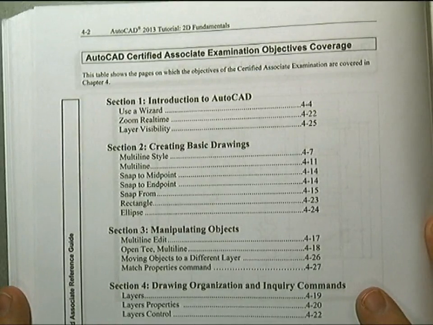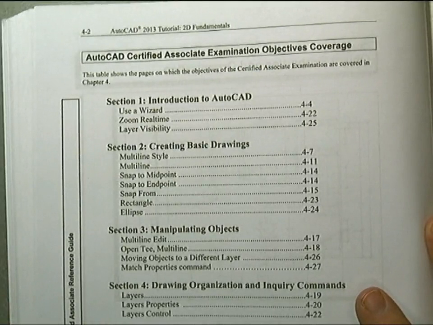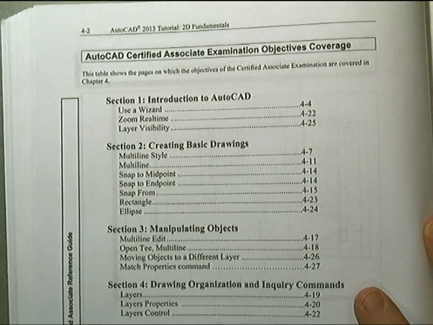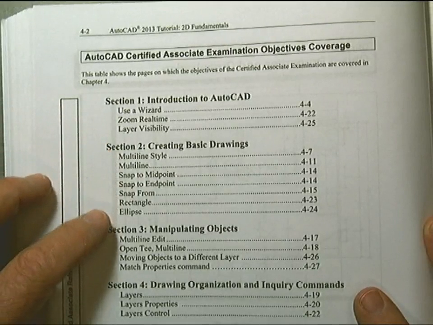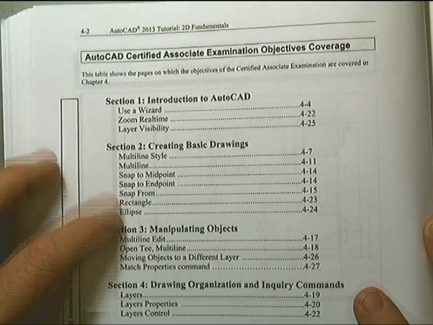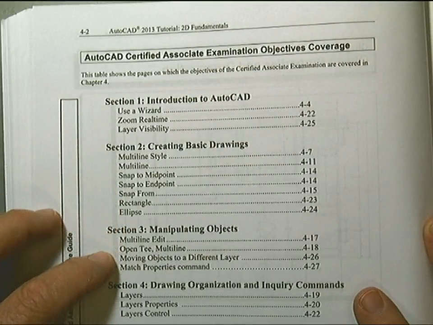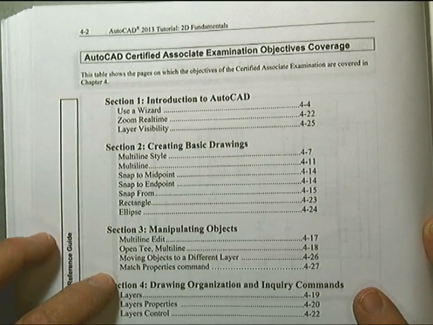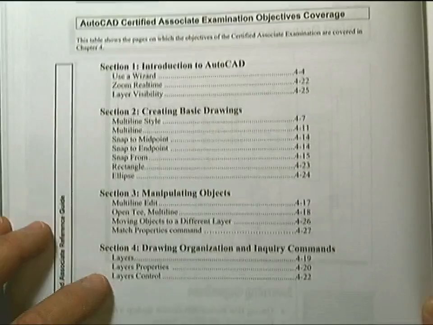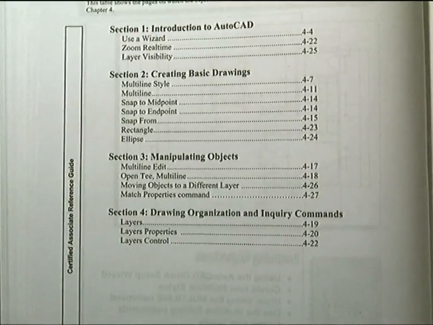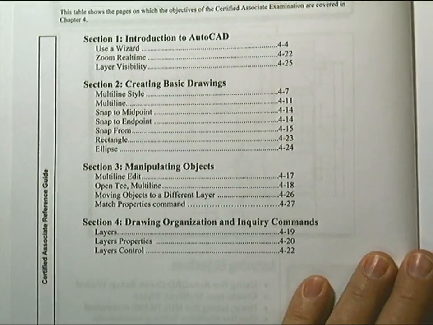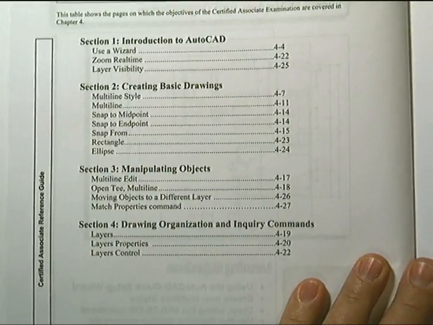The AutoCAD Certified Associate examination is covered in this chapter under these sections: the skills that you learn using the wizard, the multi-line style, how to snap using the rectangle and ellipse, using the multi-line edit, and working with layers. All part of the examination, should you choose to prepare to take that particular exam from Autodesk.